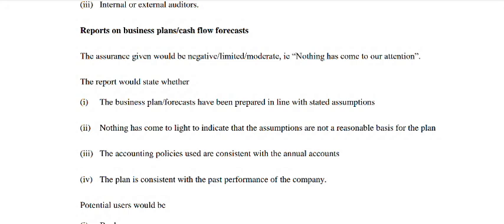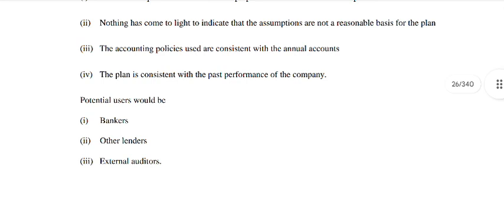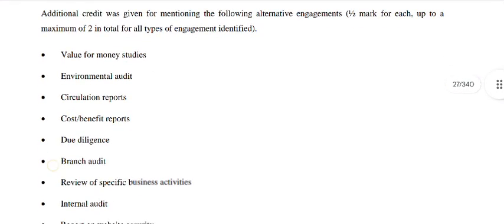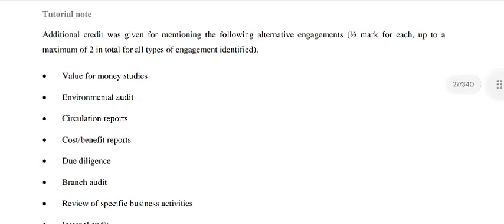The business plan or forecasts have been prepared in line with stated assumptions. 2. Nothing has come to light to indicate that the assumptions are not reasonable basis for the plan. 3. The accounting policies used are consistent with the annual accounts. 4. The plan is consistent with the past performance of the company. Potential users would be bankers, other lenders, external auditors.